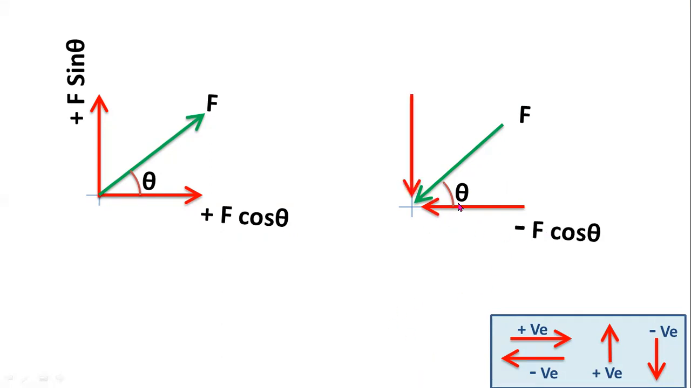Here this is the adjacent side of the angle, so you have to consider cos theta, and this force is acting towards left, so you have to consider negative sign, minus F cos theta. In similar way, this force is acting downward, so you have to consider minus F sine theta. Here this is the opposite side, so you have to consider sine theta.